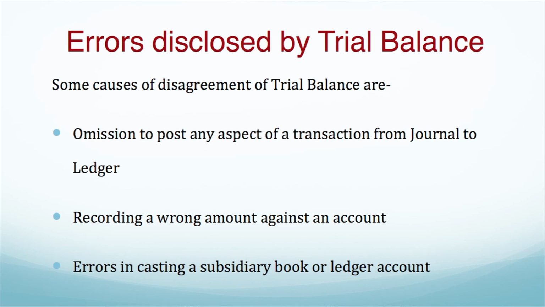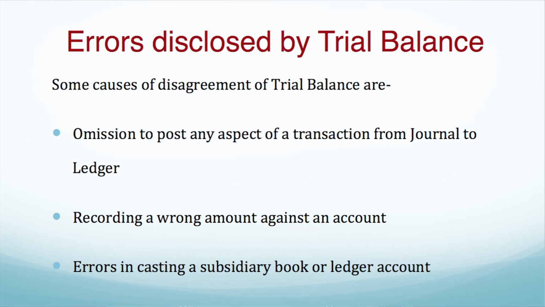First, omission to post any aspect of a transaction from journal to ledger. If we do not post one particular account, one particular ledger, from the journal to the ledger, then the trial balance will not agree because one aspect has not been posted. So one side will be left out.